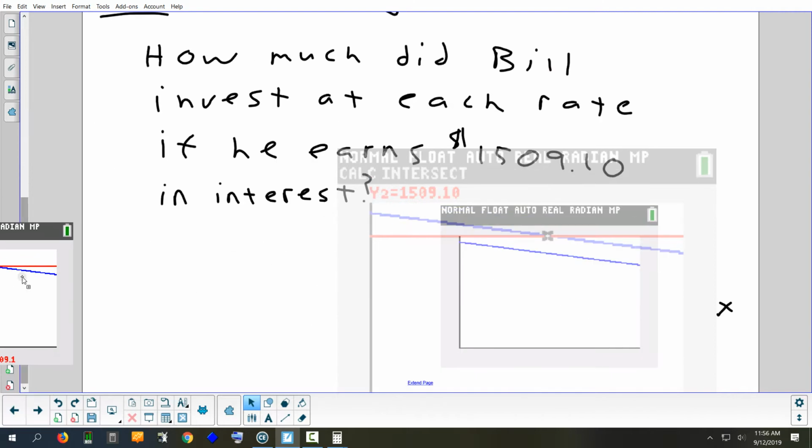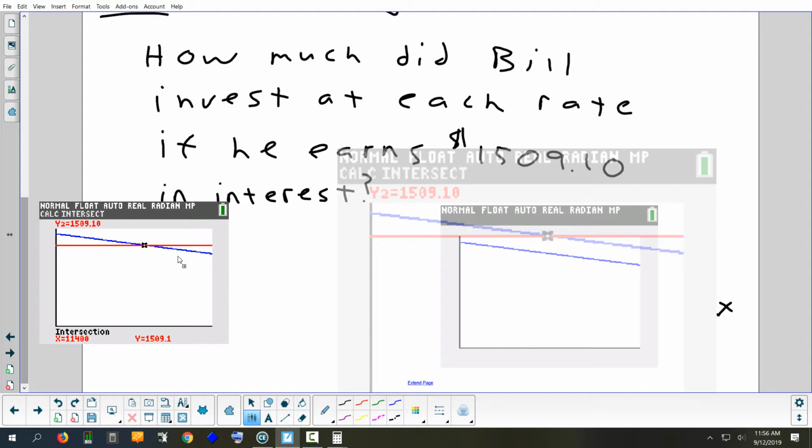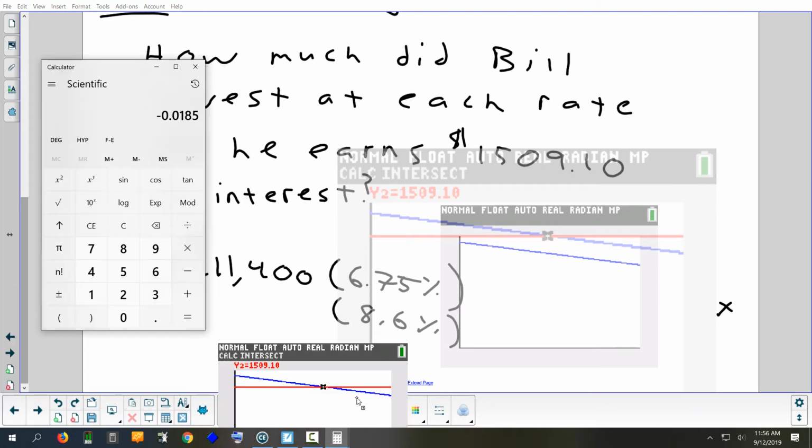Okay, let's just keep going. Our intersection was 11,400. And that was x, at the 6.75%. How would you figure out the amount of money at the 8.6%? Could you subtract that from 20,000? Yeah, just take 20,000 minus 11,400. So he has $8,600 in the other investment.